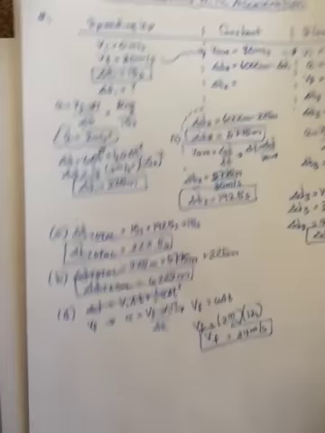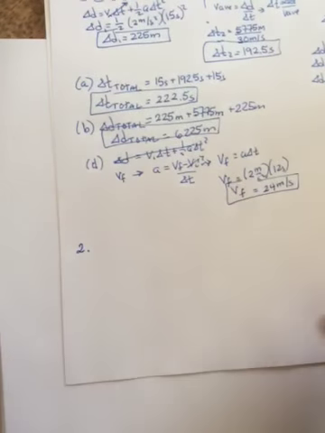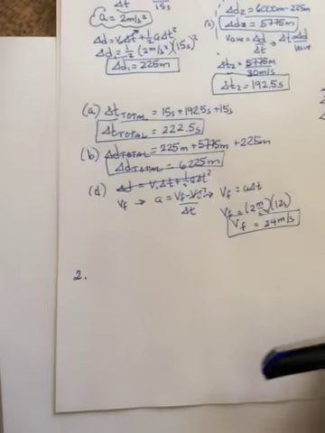So hopefully all that makes sense. So let's go to number 2. Number 2 is Betty and Bob, and I know I'm not going to have enough room on that bottom, so let me flip over here.